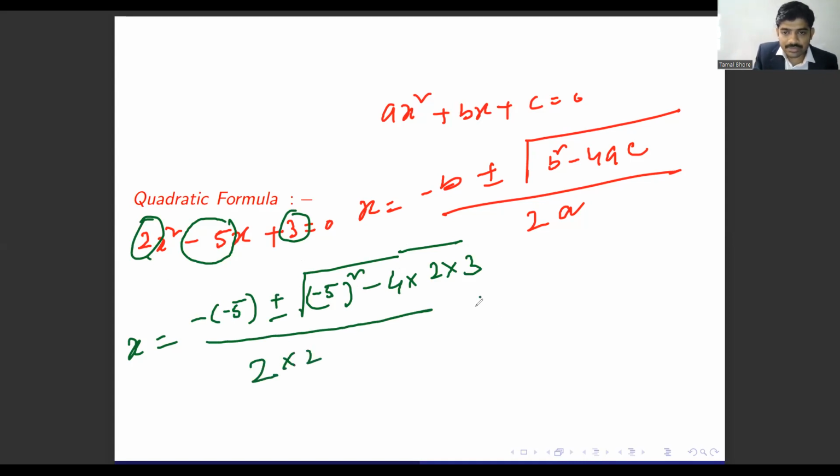So if I calculate this, what you are getting here is 5, and here this is 25, and 4 times 2 is 8, 8 times 3 is 24. Sorry, this is 25 minus 24, by 4.